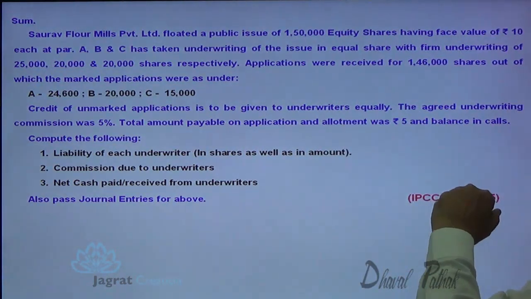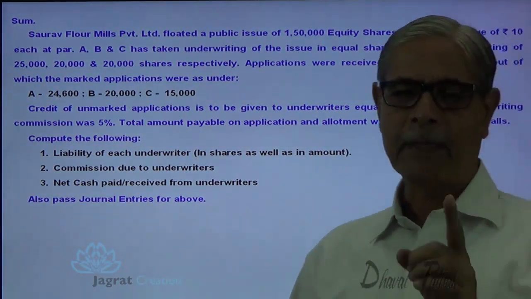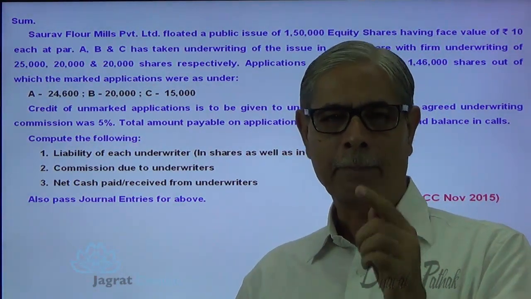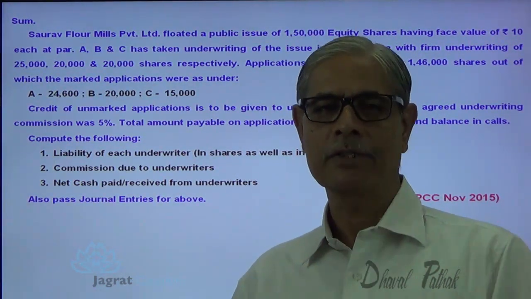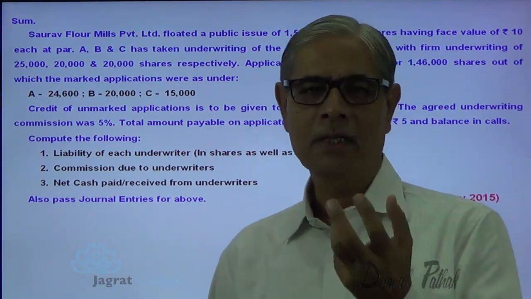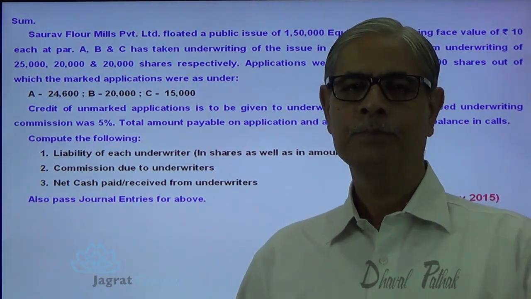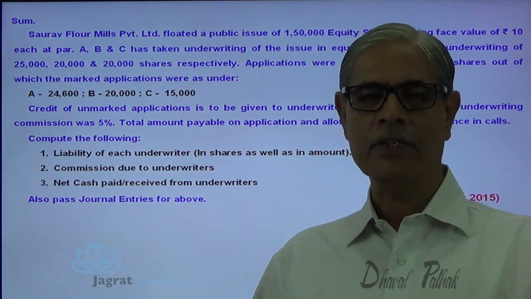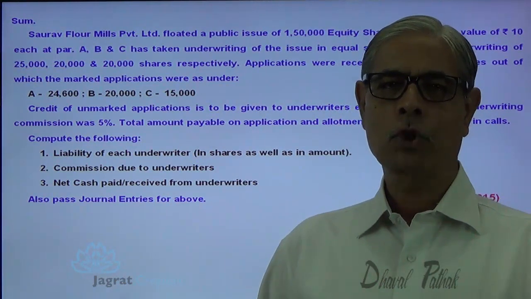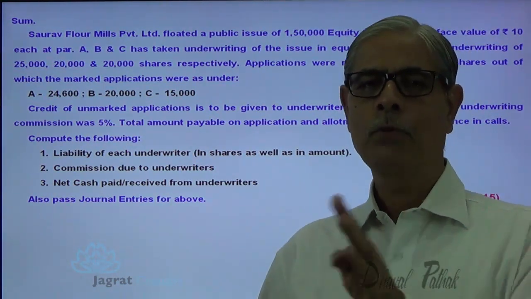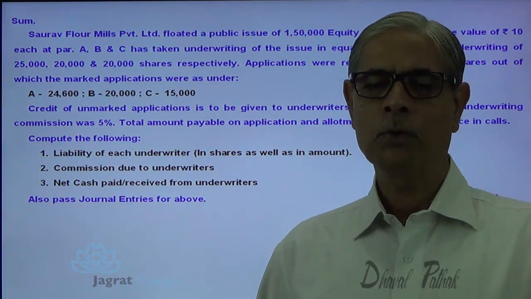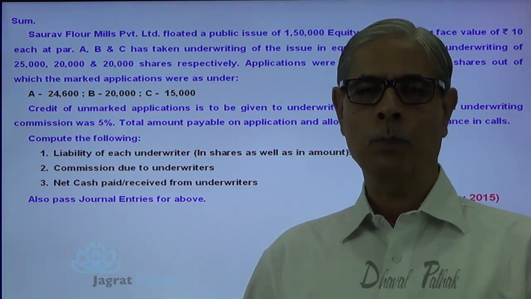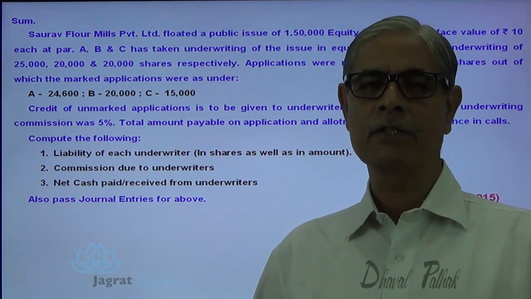Public issue is 1,50,000, applications received 1,46,000. So applications are short by 4,000 shares. So underwriters have to purchase these 4,000 shares of the company so that the issue is fully subscribed. Now I want to decide the liability of an underwriter, that who is supposed to purchase these 4,000 shares.